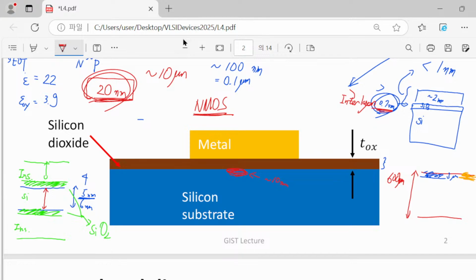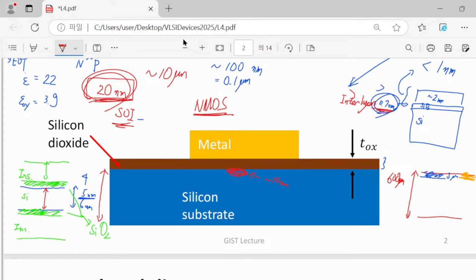So in this case, we can treat it as almost infinite thickness. I just mentioned that SOI has a little bit different context. But I hope that I can explain it later in our discussion. Okay. So, do you have any question about this MOS system?